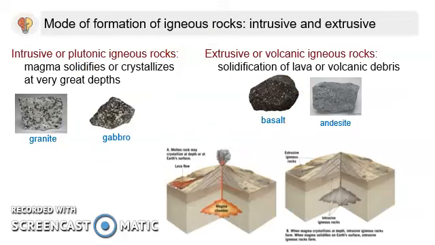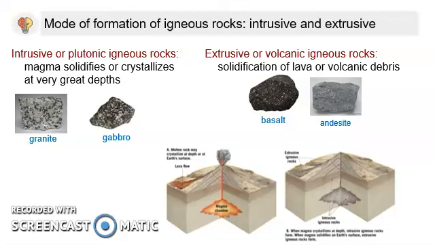Let's move on. We have two types of igneous rocks based on the mode of formation. These are intrusive and extrusive igneous rocks. Intrusive or plutonic rocks are formed when magma solidifies or crystallizes underneath, at very great depths. Take note of the term intrusive from the word internal. Examples of these are granite and gabbro, which have larger grains compared to extrusive igneous rocks.